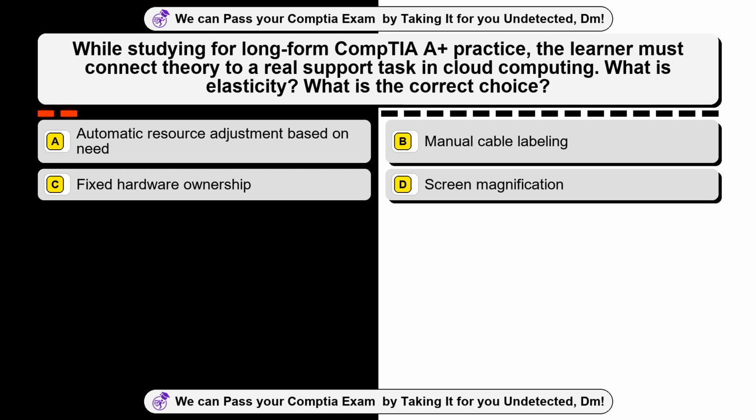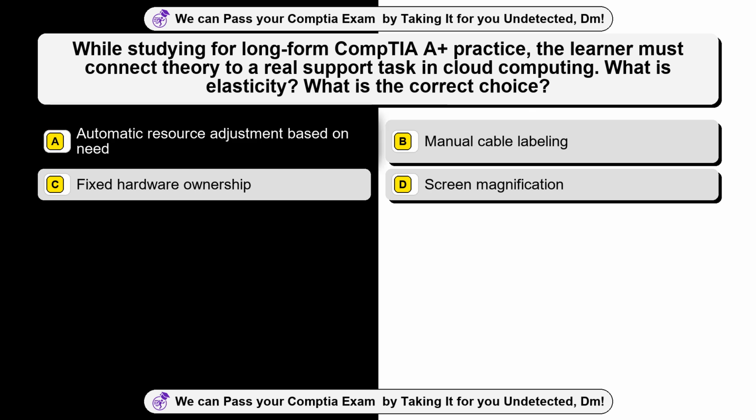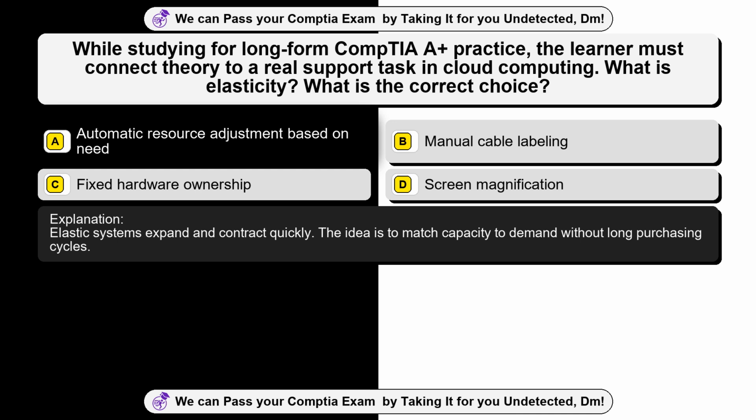Option D screen magnification. The correct answer is option A, automatic resource adjustment based on need. Elastic systems expand and contract quickly. The idea is to match capacity to demand without long purchasing cycles.